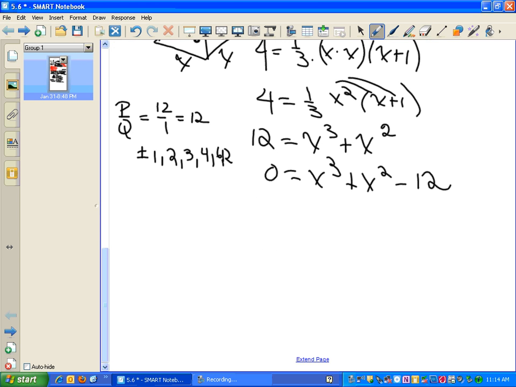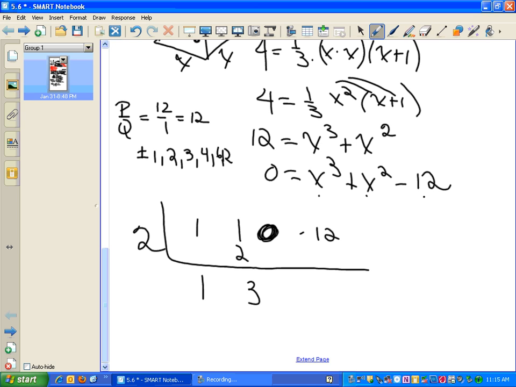Synthetic division, what am I going to write? 1, 0, negative 12. Every term has to be accounted for. I'm missing which term? I'm missing my x term. So 1, 1, 0, negative 12. You're right. I got to go fairly quickly. All right, 2. 1, 2, 3, 6, 6, 12, 0.